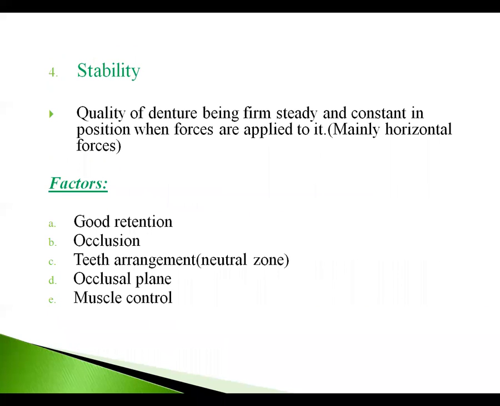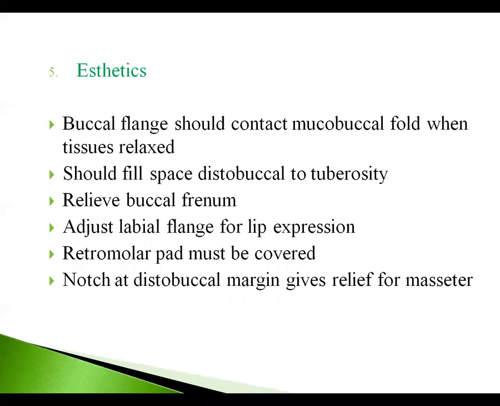The fourth principle is stability. It is the quality of the denture being firm, steady, and constant in position when forces are applied to it, mainly horizontal forces. The factors are good retention, occlusion, teeth arrangement in the neutral zone, the occlusal plane, and muscle control. The fifth principle is aesthetics.